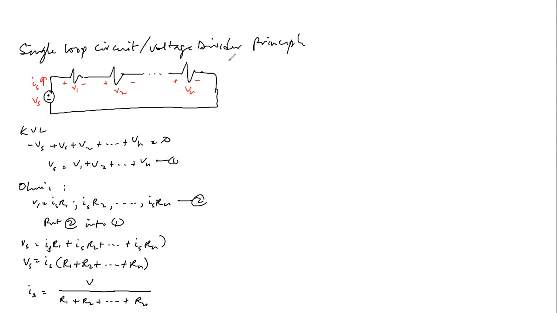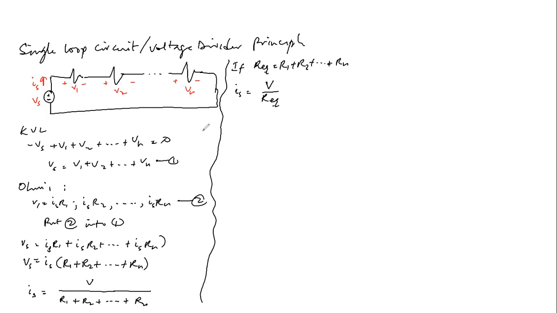So let's just draw a line here. If the equivalent resistance is the same as the sum of all of the resistances in the denominator, R1 plus all the way to Rn, then what we have here as Is will become Is equal to Vs over the equivalent resistance. So let's say this is our third equation.